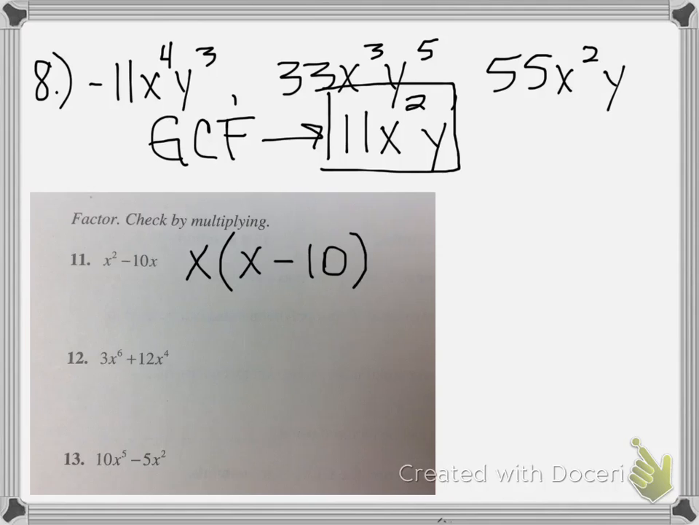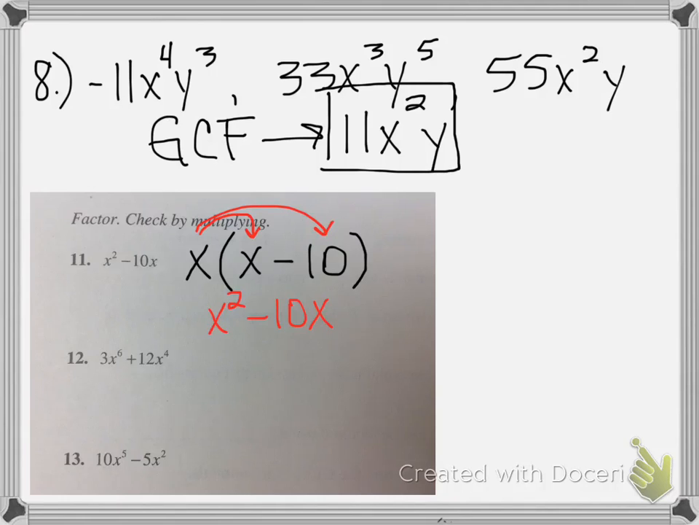We can always check our work when we are factoring out a greatest common factor by multiplying our factor back through and making sure that we get what we started with. x times x is x squared, and x times a minus 10 is a minus 10x. So we know that we are correct because when I distribute back through, I get what I started with, and my 2 terms inside the parentheses do not have anything in common.